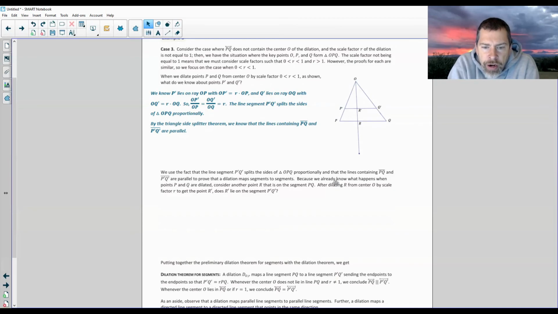Consider another point R that is on segment PQ. So they showed a new ray from O going down here, and the point where it crosses PQ they call R. R here is on PQ. After dilating R from center O by the scale factor to get to the point R prime, does R prime lie on segment P prime Q prime?